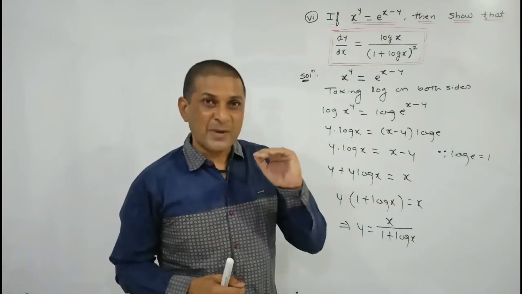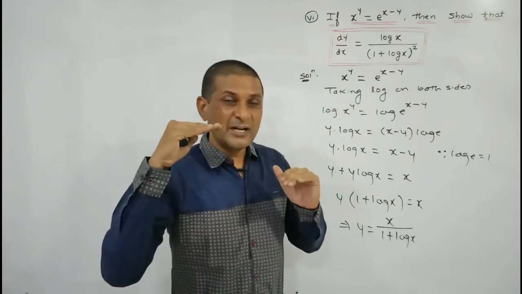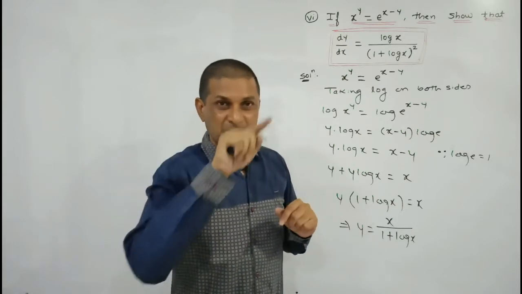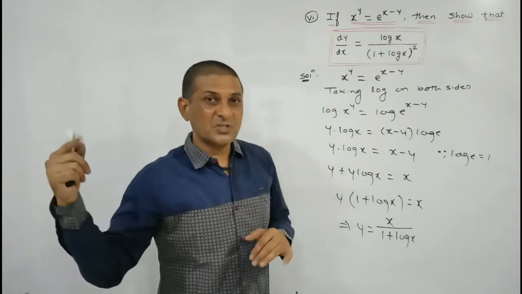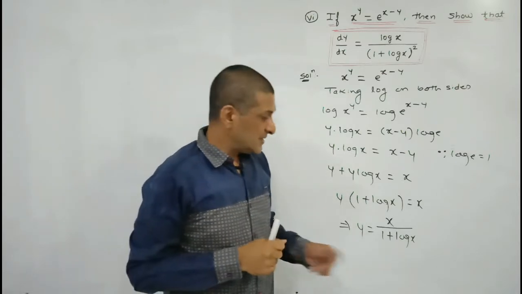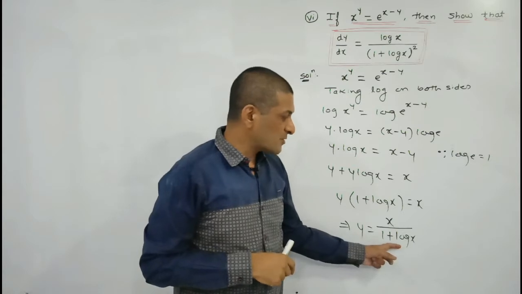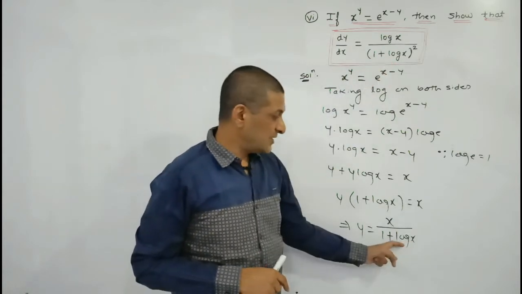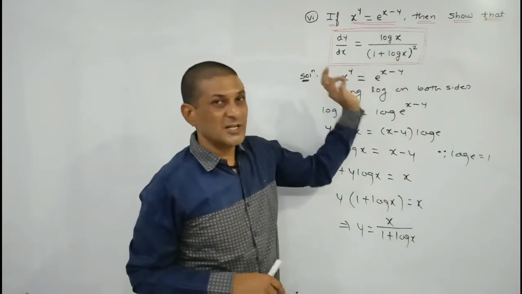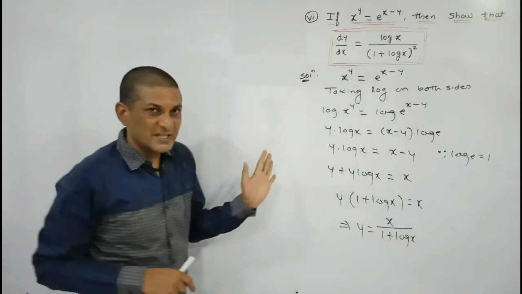If we are applying the quotient rule, at that time what is the denominator? V square. It means if the function is in the form y is equal to u upon v, in the differentiation the denominator is v square. That's why we have tried to get 1 plus log x in the denominator, so that after applying the quotient rule we will get the square of this term in the denominator. Hope it is clear to you.